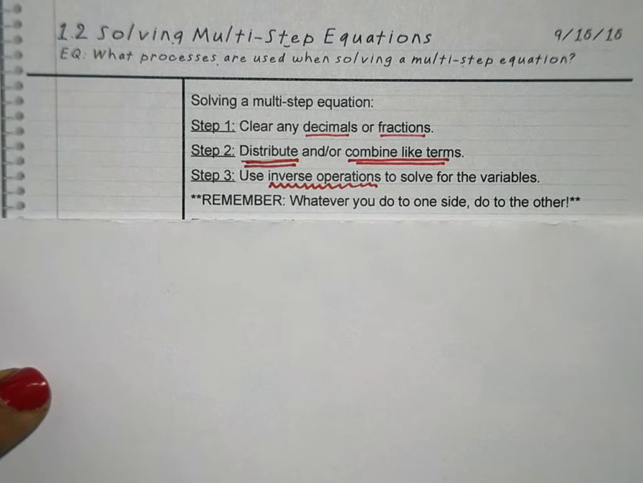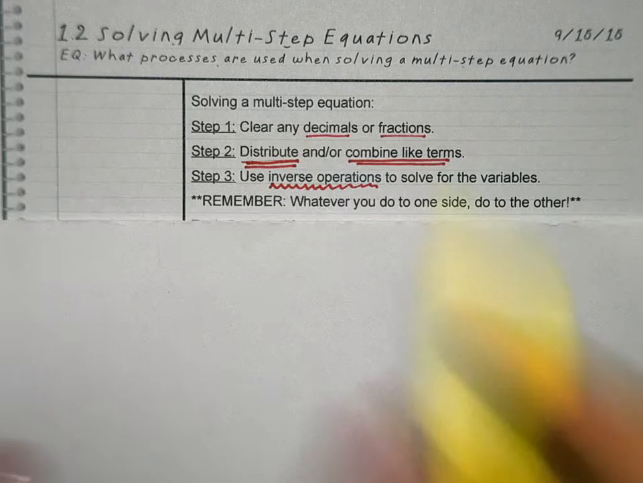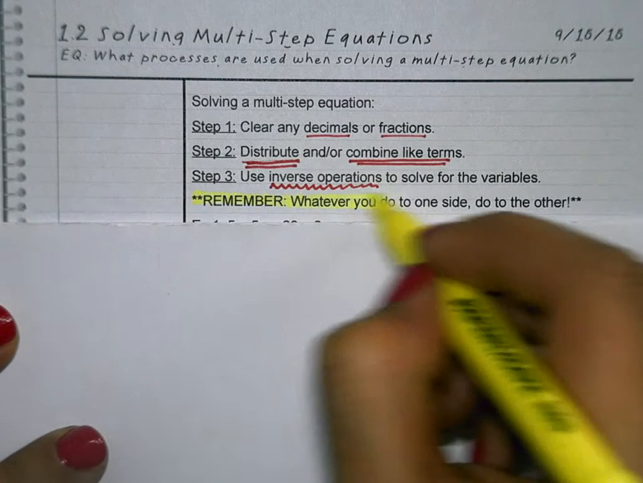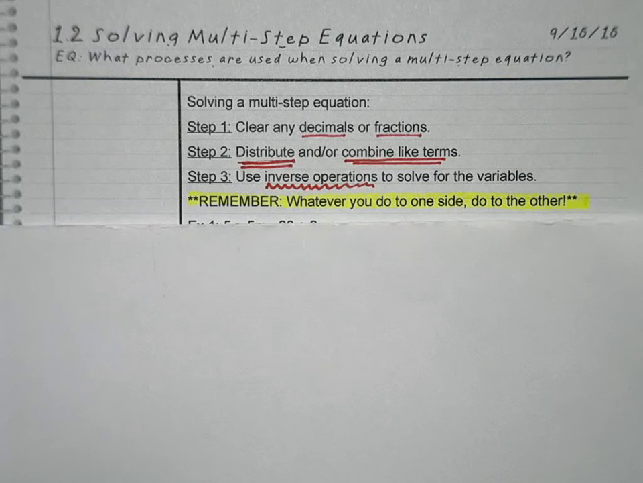And the biggest reminder that you must do, and I would probably highlight this in your notebook, is that whatever you do to one side, you must do to the other. So if you add 3 on the left side, you have to add 3 to the right side of the equal sign.